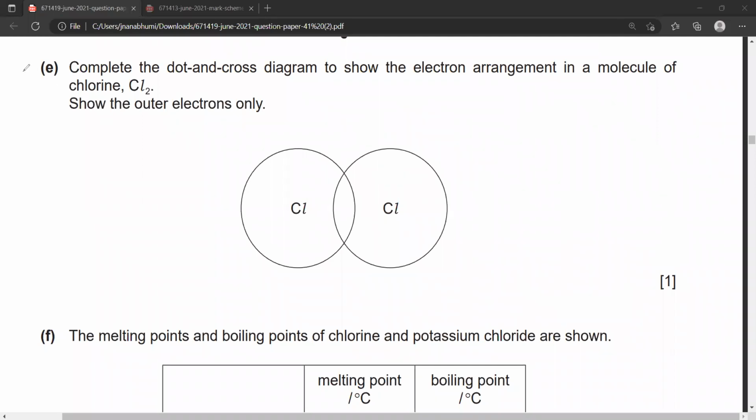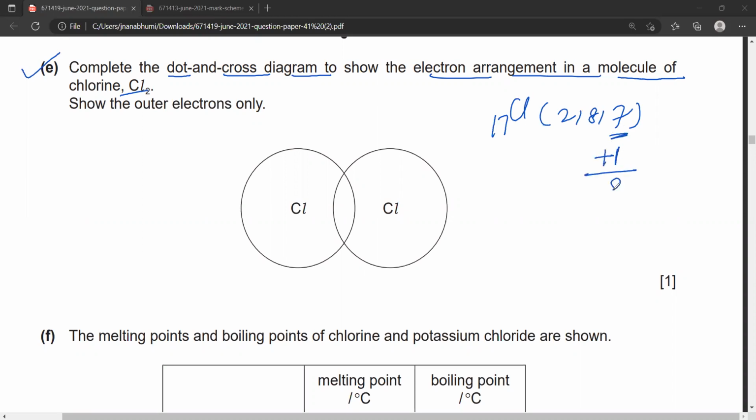Now next question is E. Complete the dot and cross diagram to show the electron arrangement in a molecule of chlorine gas. As we know, chlorine atomic number is 17. So 2, 8, 7. So in the last orbit 7 electrons are there. So it needs to gain 1 electron, then it will form an octet. So here, total how many electrons are there? 6 electrons are as lone pairs. So this is the lone pair.